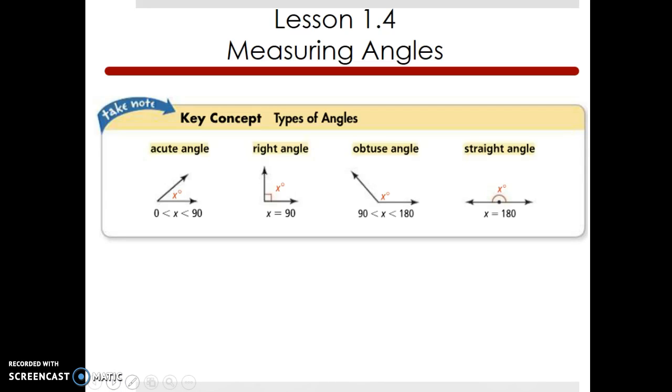This is a review. You should have done this in middle school plenty of times. We have an acute angle from 0 to 90, a right angle of 90, an obtuse angle more than 90 but less than 180, and a straight angle equal to 180. So that's like a line.